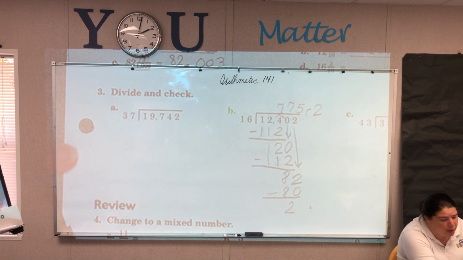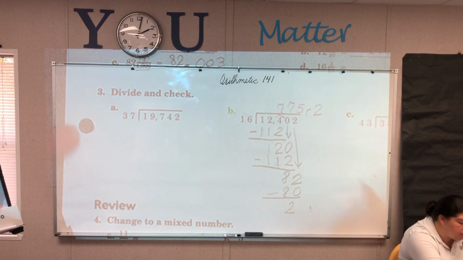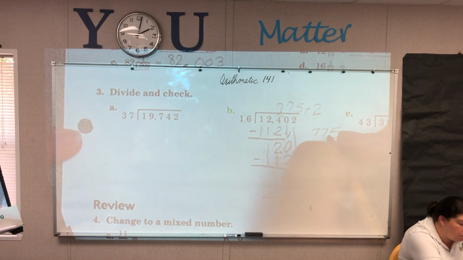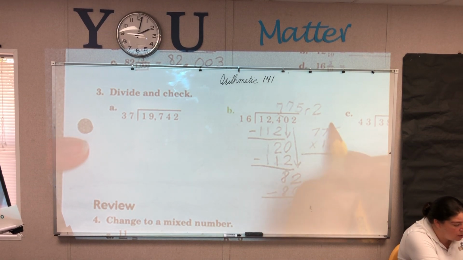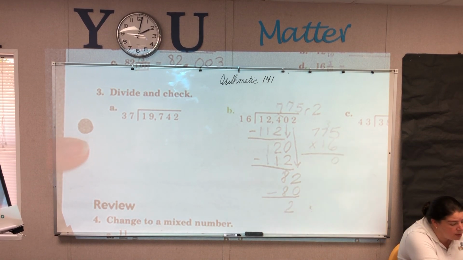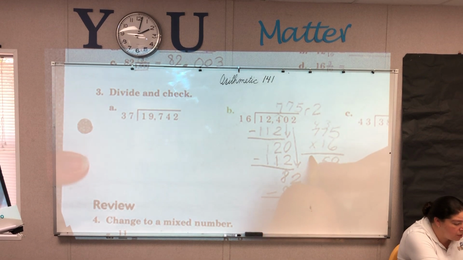Now, we need to check. We take our answer, 775. We multiply it by 16. We should get 6 times 5 is 30. Carry the 3. 6 times 7 is 42. Plus 3 is 45. 6 times 7 is 42. Plus 4 is 46. Now we're going to put a spacer.